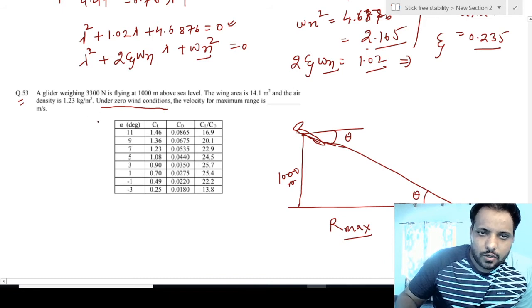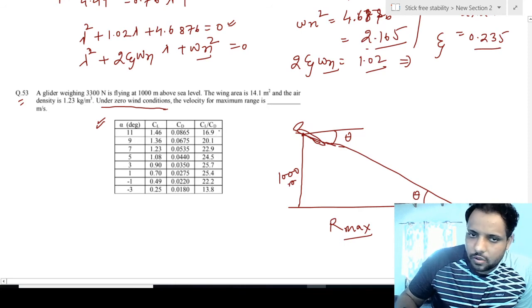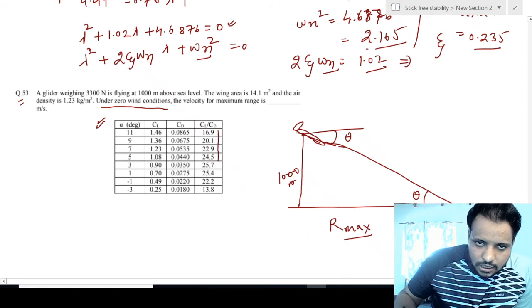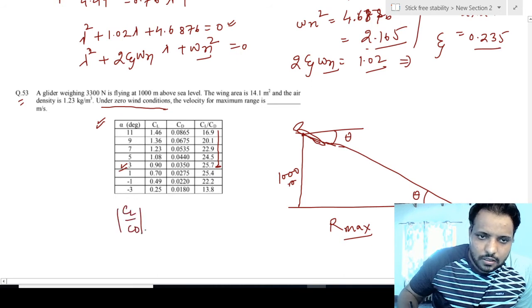This table is given to us, and in this table, if I look at the CL by CD ratios, I have to find out the maximum value of the CL by CD ratio. So here you can see that 25.7 is the maximum value, and the corresponding alpha for that is 3 degrees. So CL by CD maximum is 25.7.